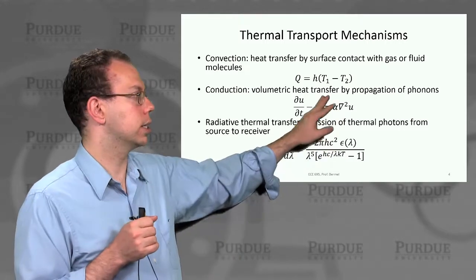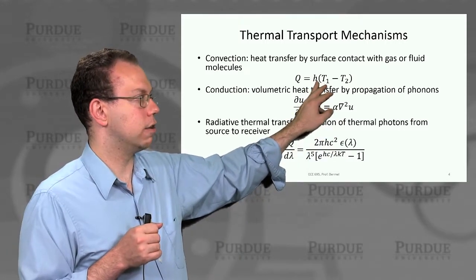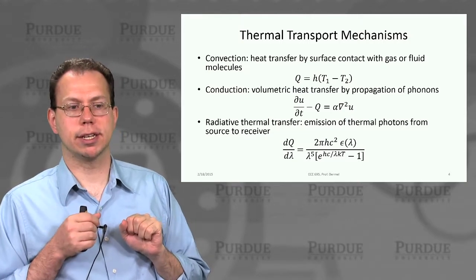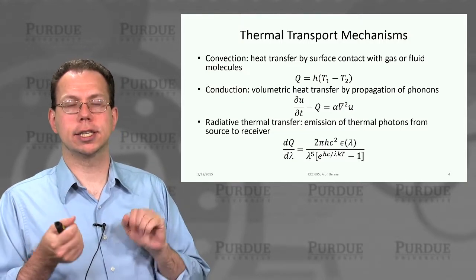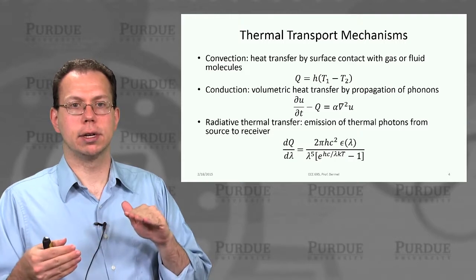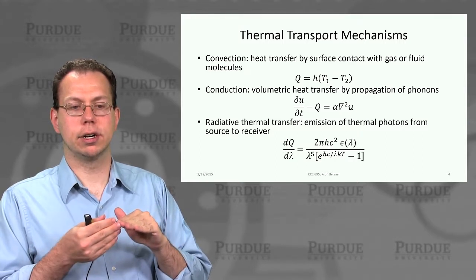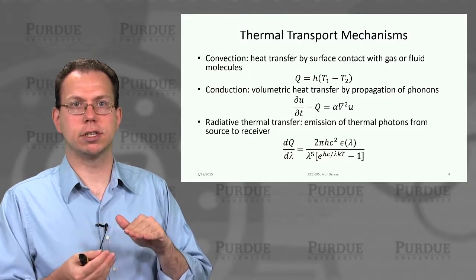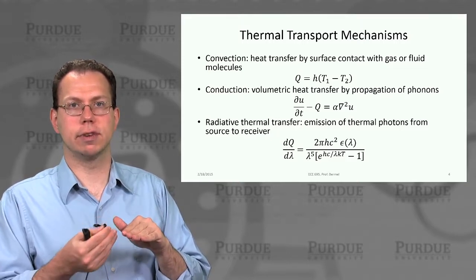And that goes like this: convection coefficient h times delta T. And then we said there was a second mechanism called conduction. Conduction is like when you touch a hot stove and basically heat is transferred through a volume by the propagation of phonons, which are just elementary units of heat.